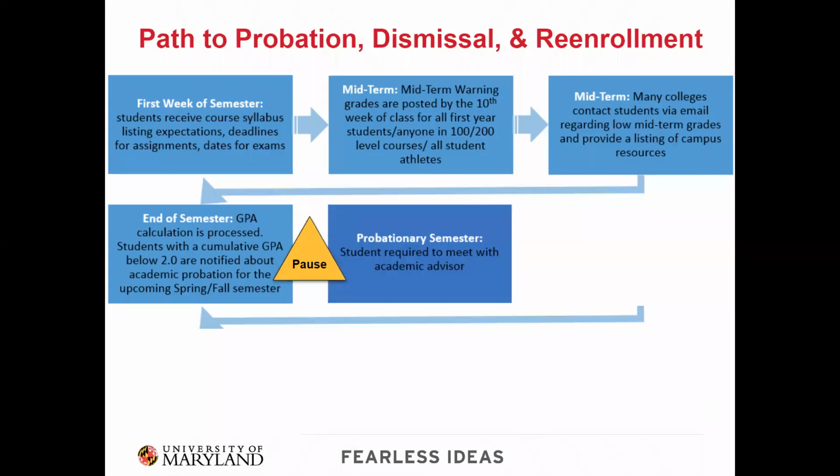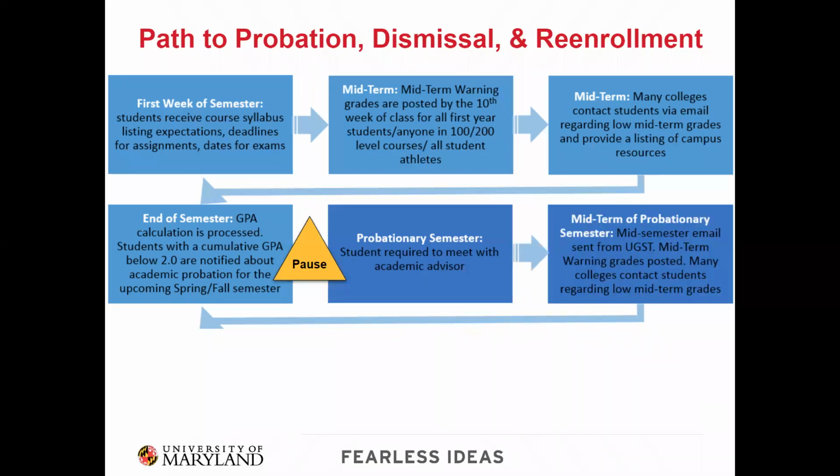Once the student continues in their probationary semester, the student is required to meet with their academic advisor. At the midterm of their probationary semester, a mid-semester email is sent from the undergraduate studies office, reminding them that they are on academic probation. Midterm warning grades are posted, and many colleges contact students regarding low midterm grades.